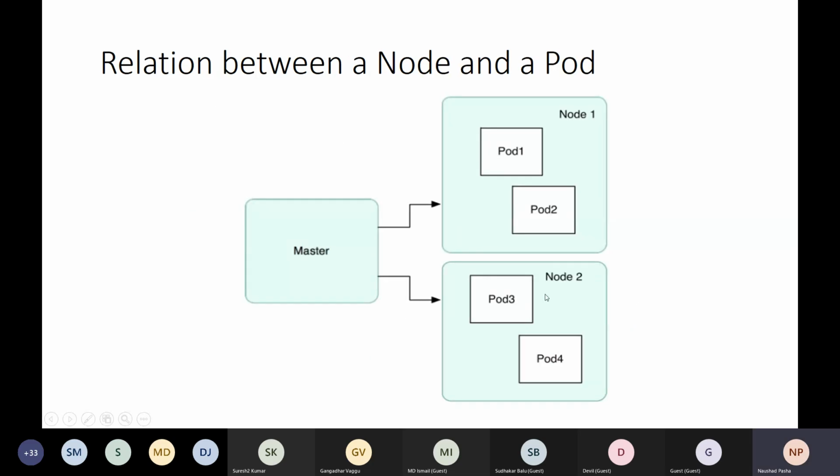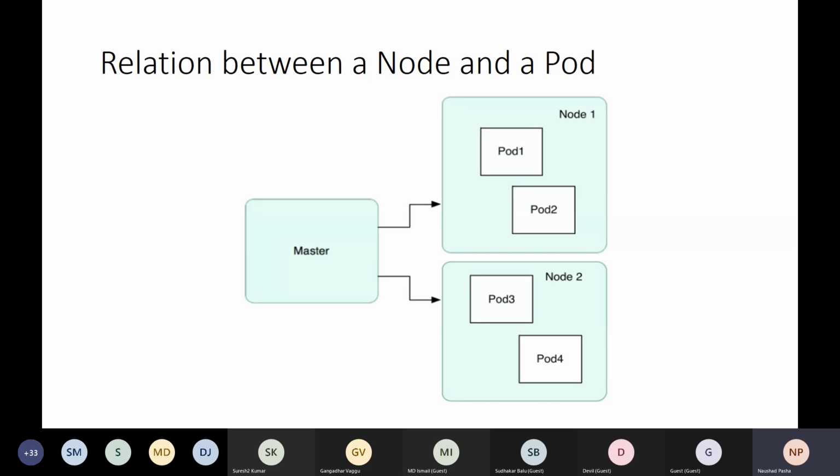On the worker nodes, we run a pod. If we have not yet discussed what a pod is, to have a basic understanding, if you attended my session yesterday, I spoke about containers. So a pod is a collection of one or more containers, because a pod is the smallest deployable unit in Kubernetes.